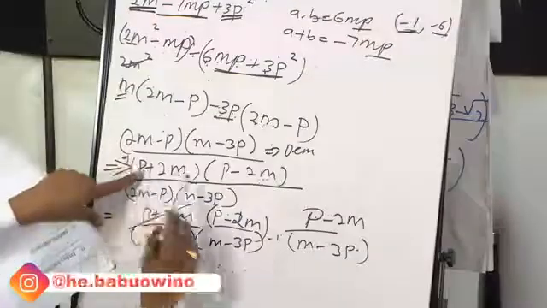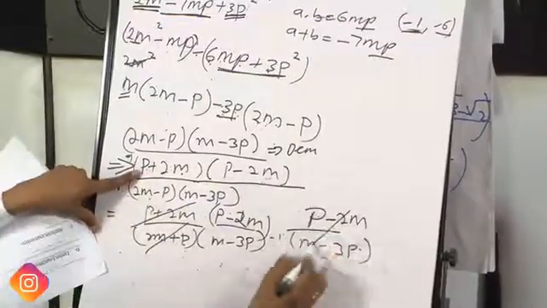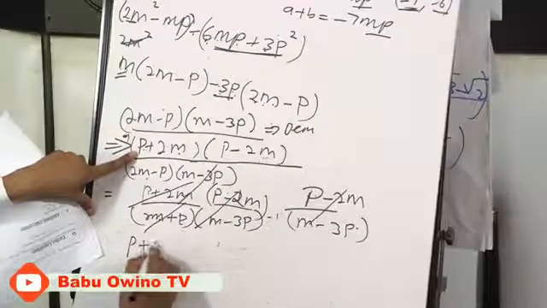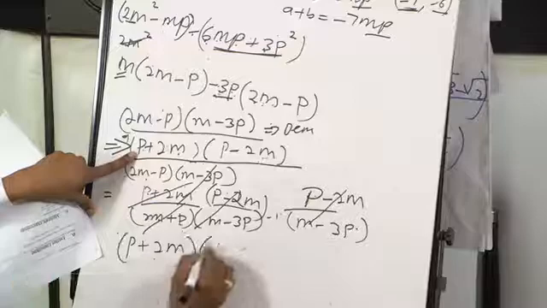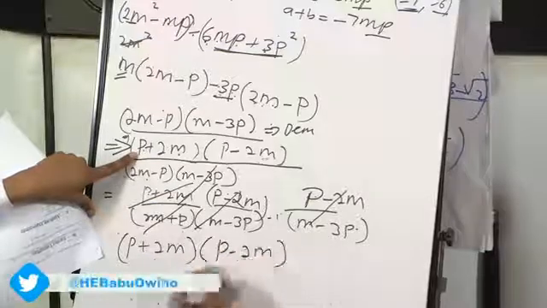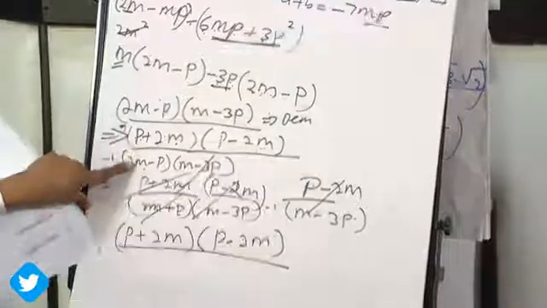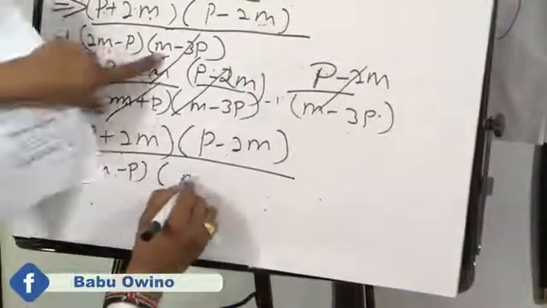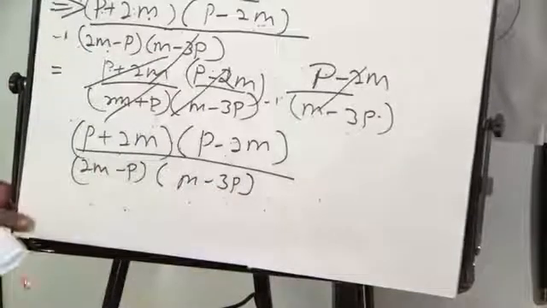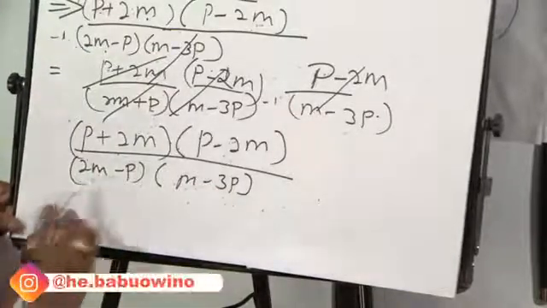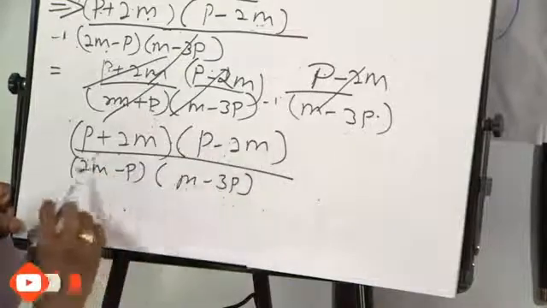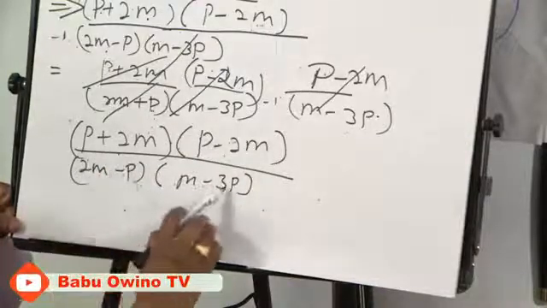So we take both of them. That is p plus 2m. Just forget about this. So we start from here. P plus 2m into p minus 2m divided by 2m minus p into m minus 3p. So you can clearly see from here, we have p plus 2m into p minus 2m divided by 2m minus p into m minus 3p.